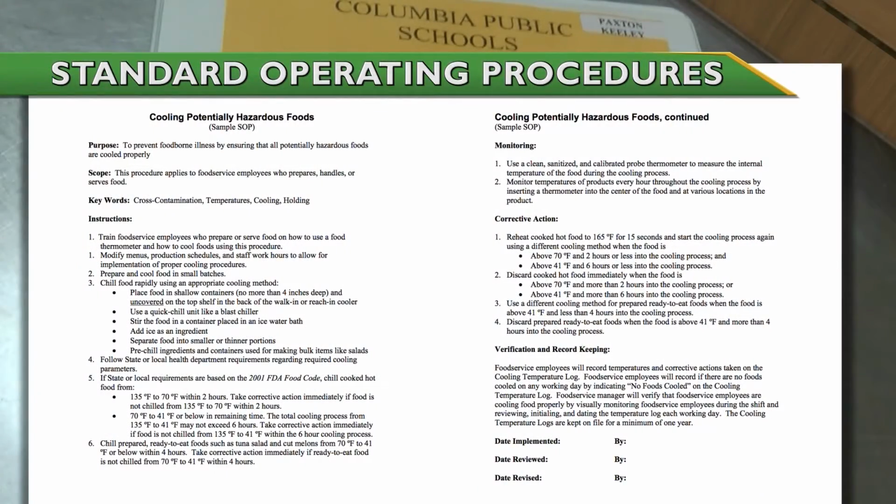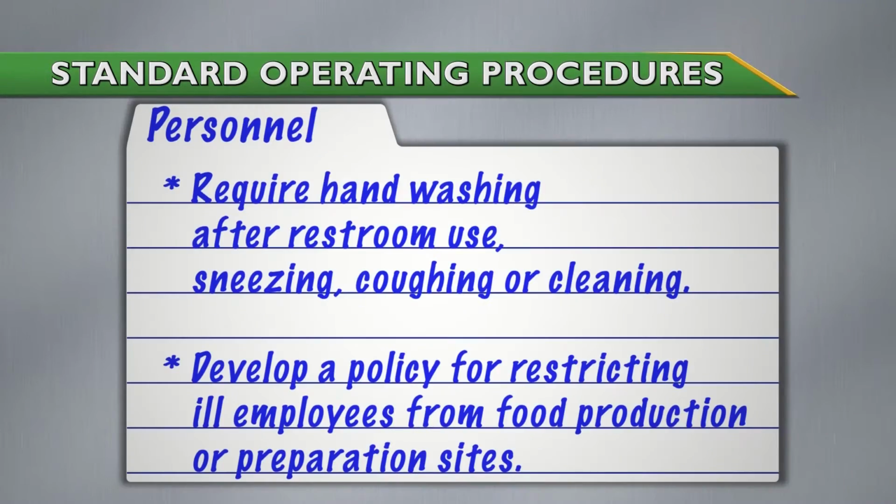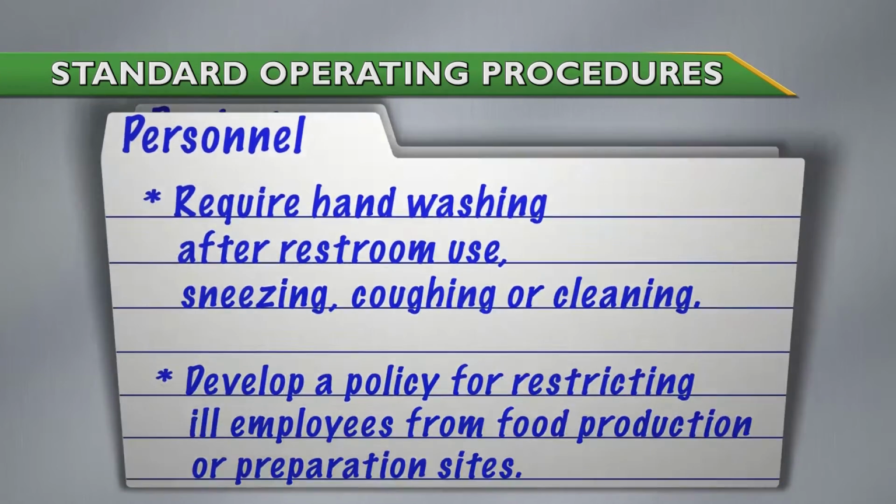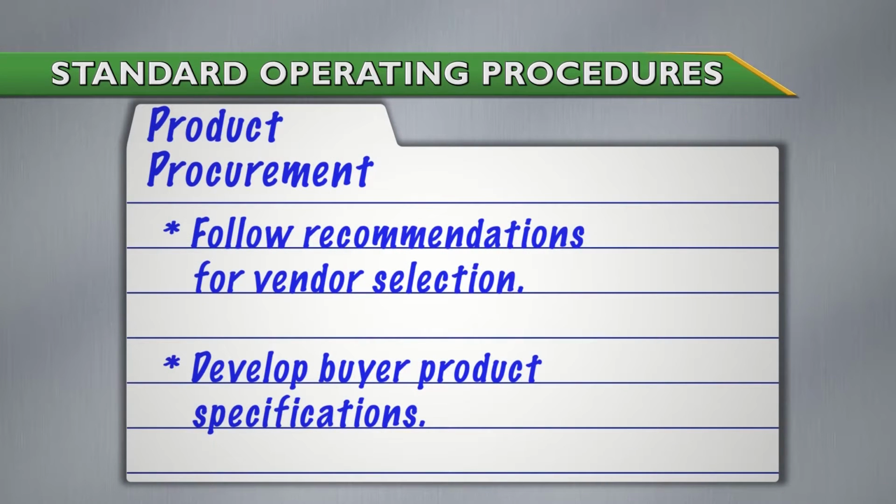Each standard operating procedure should contain instructions, monitoring, corrective action taken, documentation, and periodic review of procedures of each SOP. Observe these policies when establishing standard operating procedures for these main categories. Personnel. Require hand washing after restroom use, sneezing, coughing, or cleaning. Develop a policy for restricting ill employees from food production or preparation sites. Product procurement. Follow recommendations from vendor selection. And develop buyer product specifications.